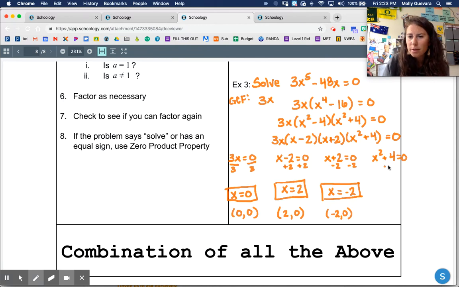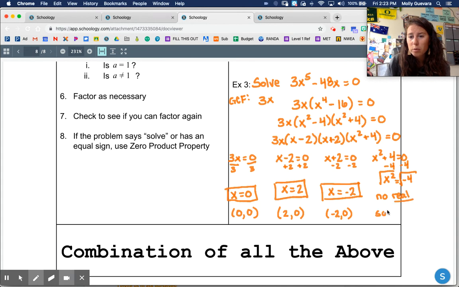And then the last one, we subtract 4. Right? I get x squared equals negative 4. I take the square root. I can't take the square root of negative 4 and get a real number, right? I'm not allowed to do that. So this one is just no real solution.